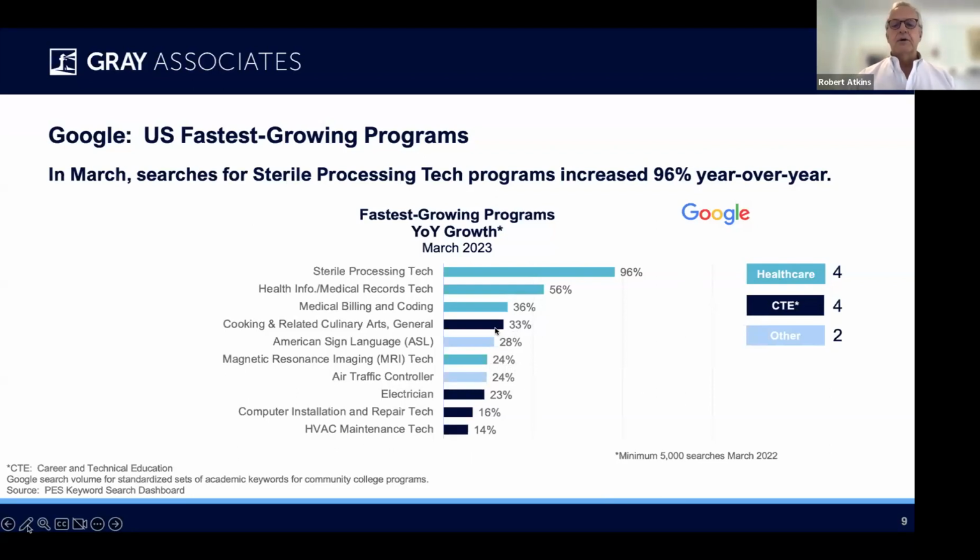Next in line is career and technical education. Culinary up 33%, electrician up 23%, computer and installation repair up 16%, and HVAC up 14%. That's heating, ventilation, and air conditioning up 14%. So good showing by the trades. And often these lists are very eclectic, and other is actually the biggest category. Not the case here. We have a couple of other programs that made the top 10, American Sign Language and Air Traffic Controller.